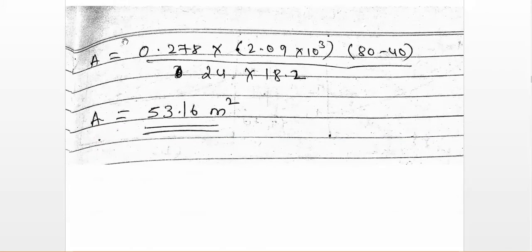So area is equal to 0.278, this is the mass flow rate of the hot fluid, multiplied by the specific heat of the oil, that is 2.09 into 10 raised to 3, into bracket T1 minus T2, 80 minus 40, divided by 24 into 18.2. So we will get the surface area as 53.16 meters square. This is the surface area that is required for this arrangement.